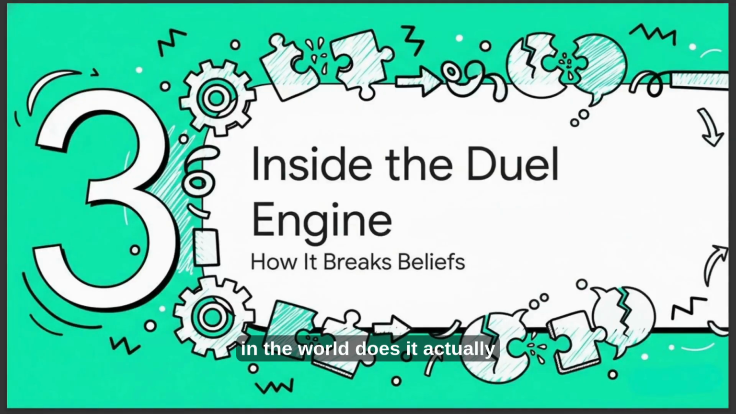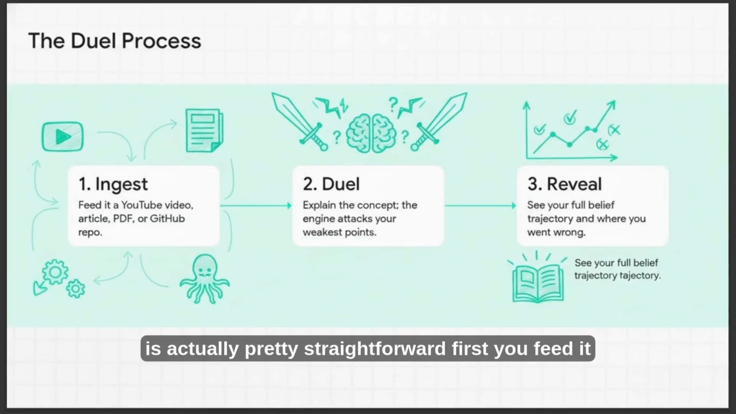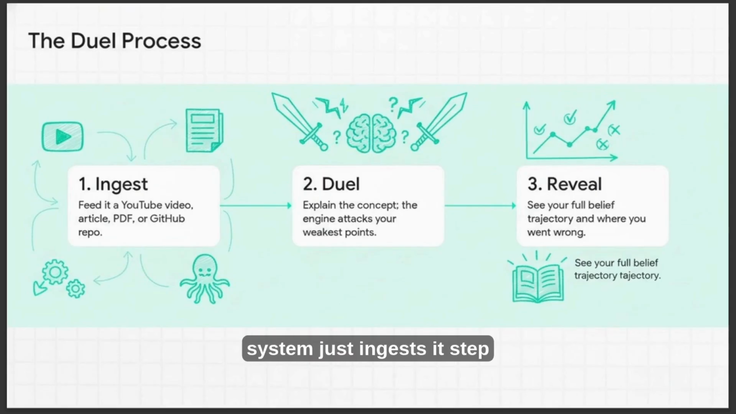Okay, so how does it actually do that? Let's dive into the guts of the system, the dual engine, and see how systematically it takes apart what you believe. For you, the process is actually pretty straightforward. First, you feed it a source, could be anything, a YouTube video, a PDF, a GitHub repo maybe. The system just ingests it. Step two, the duel. You try to explain a concept from that source, and the engine immediately homes in on the weakest link in your argument and then attacks. And finally, the reveal. You get this incredible breakdown of your belief trajectory, showing you exactly where you were right and where your understanding just completely crumbled.